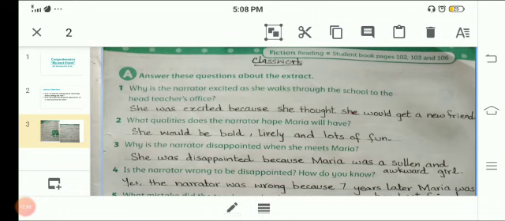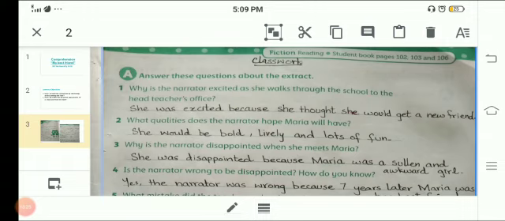You have to tell why the narrator, who is the narrator? Yes, who is telling us the story, and the teacher gave her the responsibility to go to the head teacher's office and bring back the new girl. So why was she excited? You have to tell the reason of her excitement. Yes, so what will be the answer? She was excited because she thought she would get a new friend.